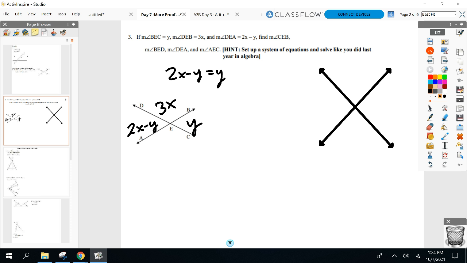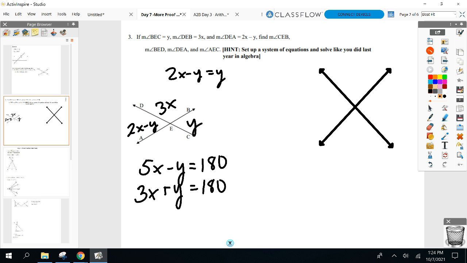What do I know about these two angles here? They add up to 180. Everyone agree? So if I put 5x, see where the 5x comes from? 2x and 3x minus y, those two angles equal 180. What do you know about these two angles? They also add to 180, right? 3x plus y equals 180.